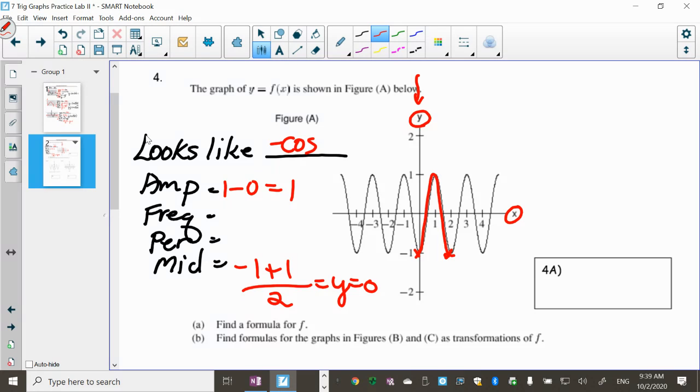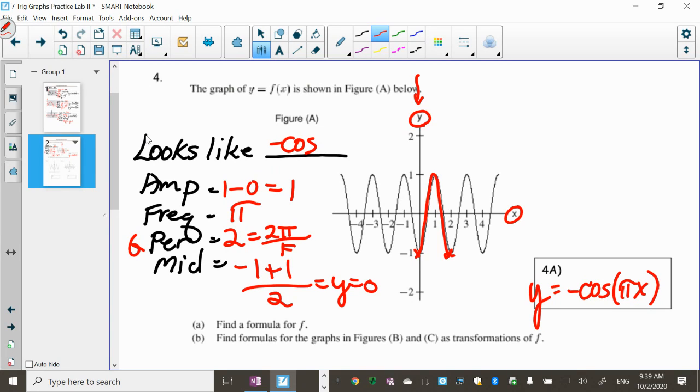All right, what's next? I look at my period because it's a graph. How long did it take me to see that curve? 2 equals 2 pi over my frequency. Flip places. So my frequency is going to be pi. Now I'm happy about this one because I've got y equals negative cosine, and you don't need to show the 1. My variable is x. So that's all that formula is.